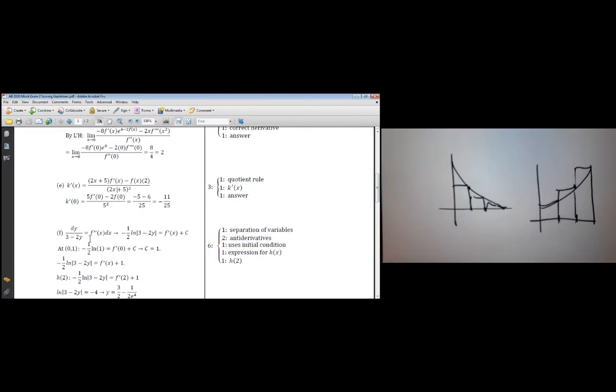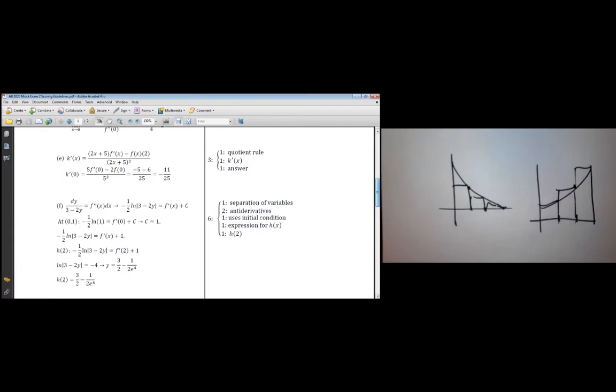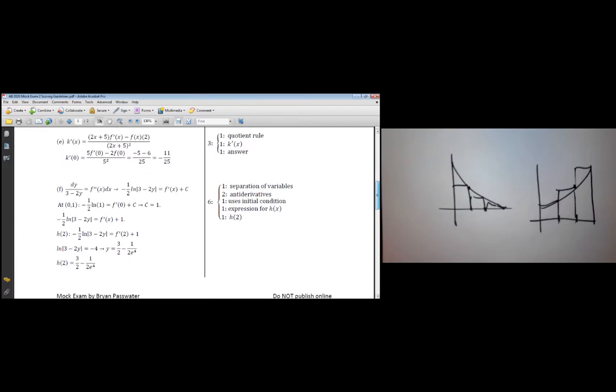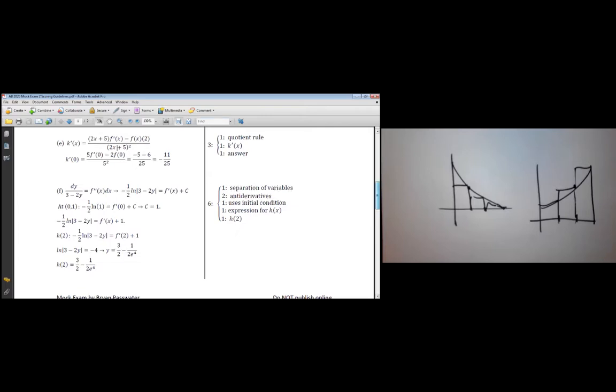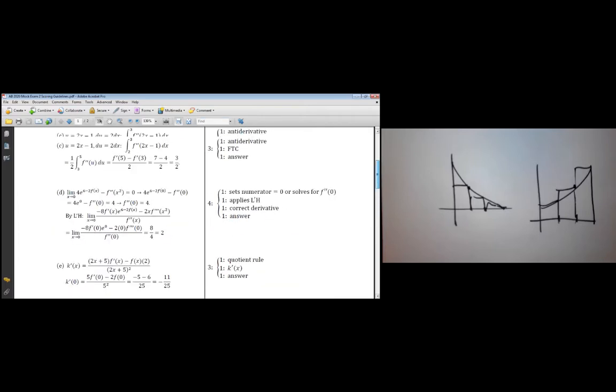And then for the last one, we did the differential equation, with all of the craziness that went along with that one. All right. So any questions on A, B, C, D, E, F?